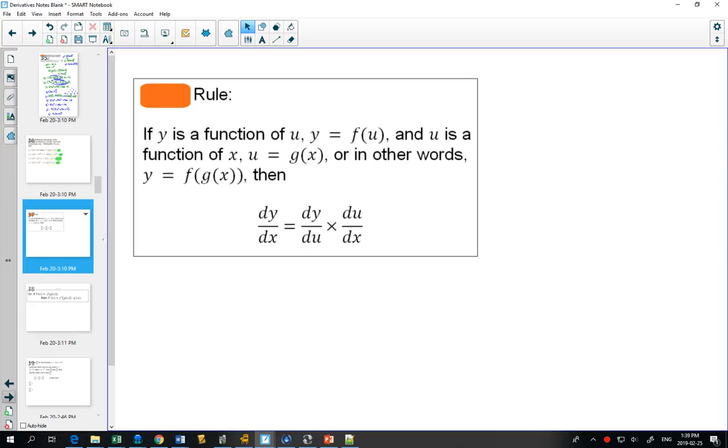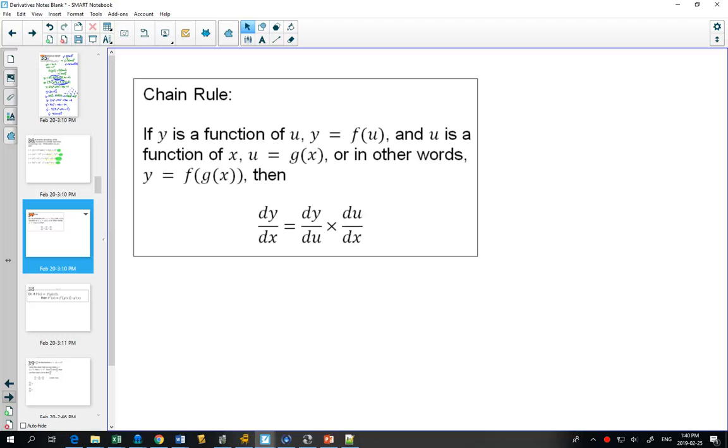And notation for the chain rule is sometimes a little bit not nice. And I've got it in two different forms there. If y is a function of u, in either way, I shouldn't use u here, because when I read this, y equals f of u. And u is a function of x. This is better, u equals g of x. In other words, we have one function inside of another function.